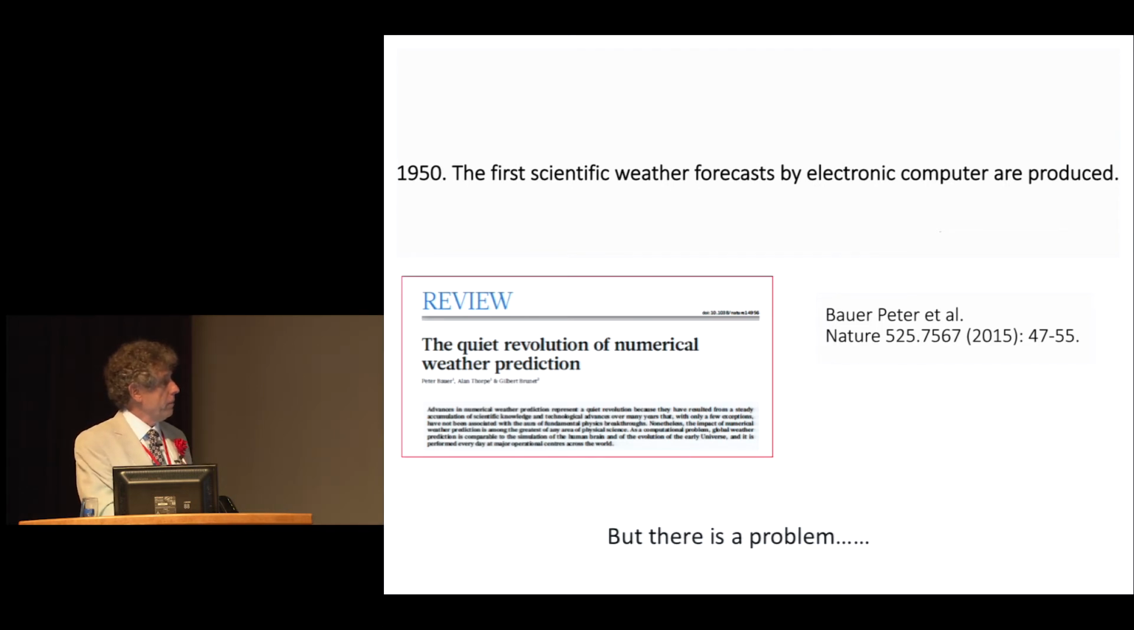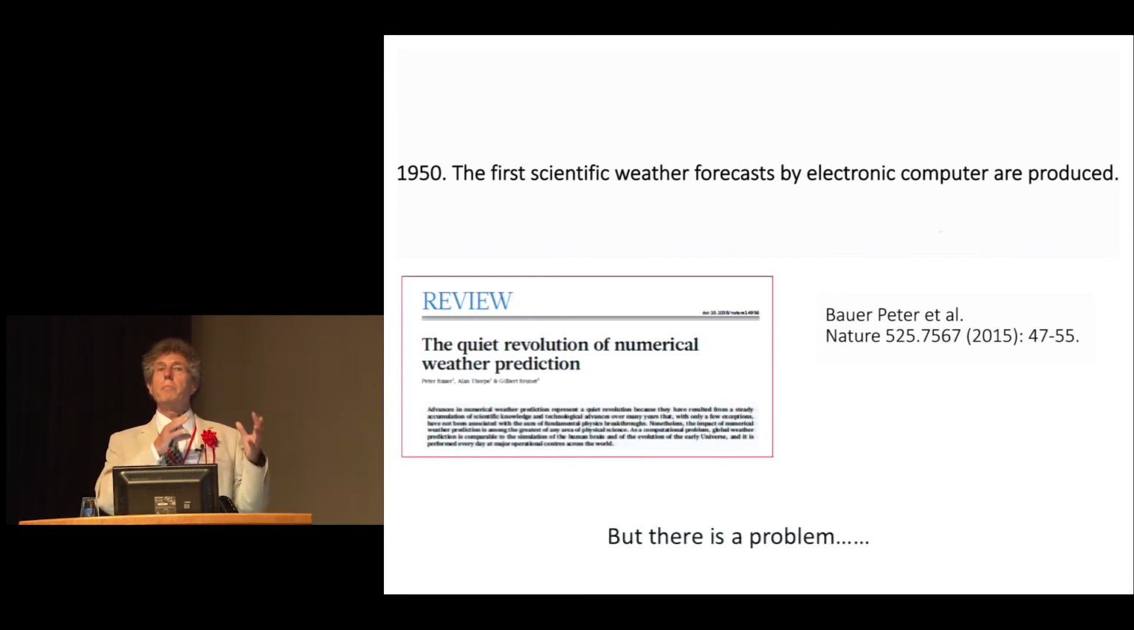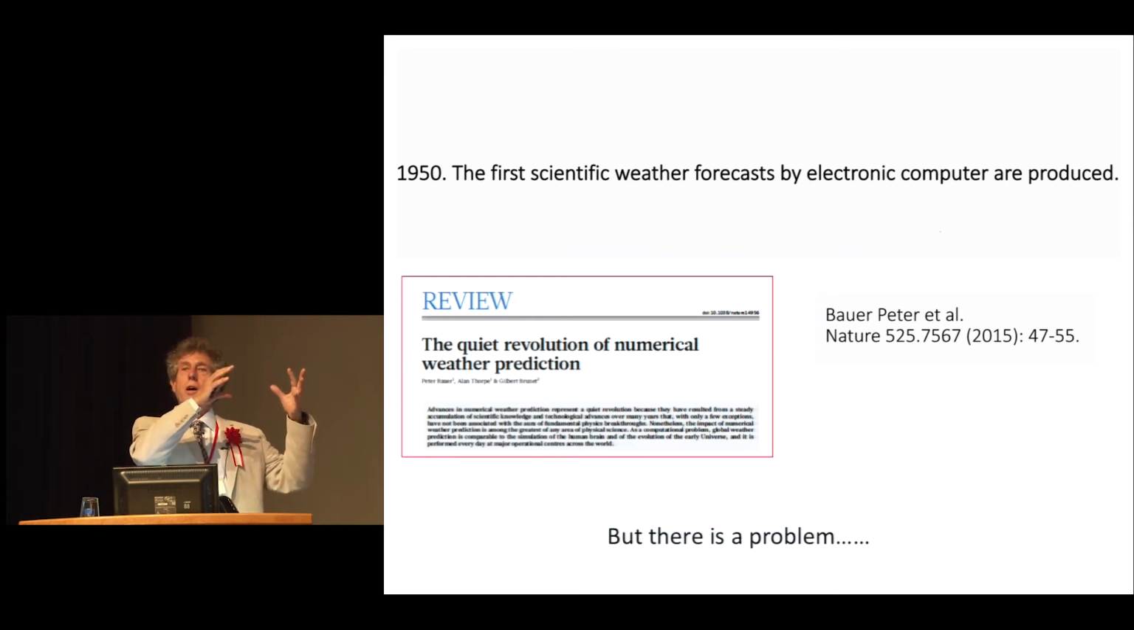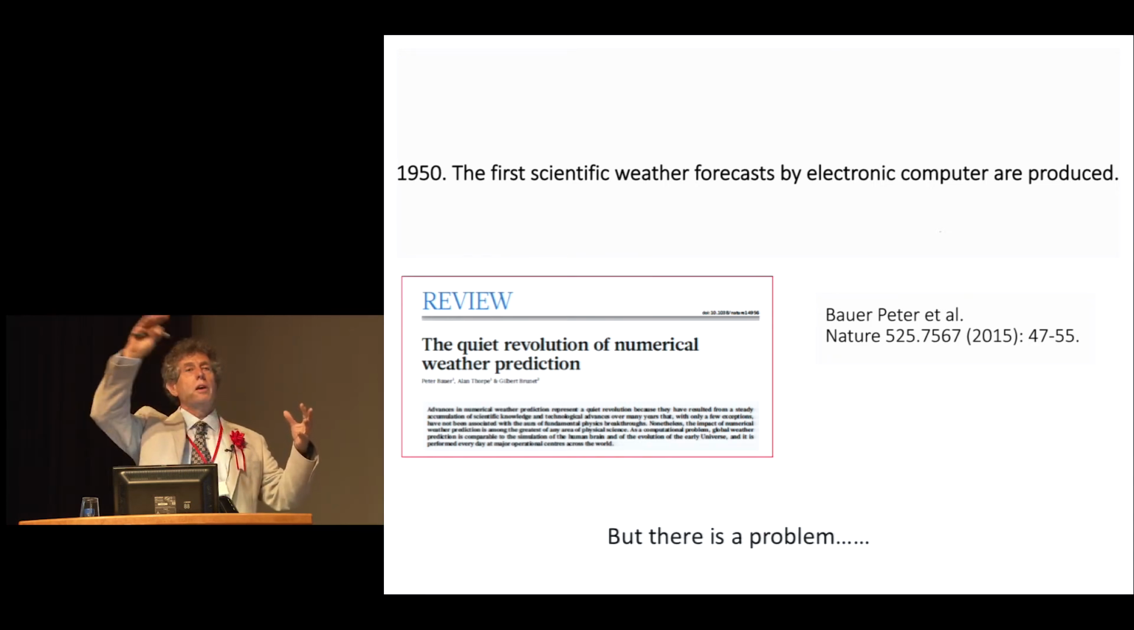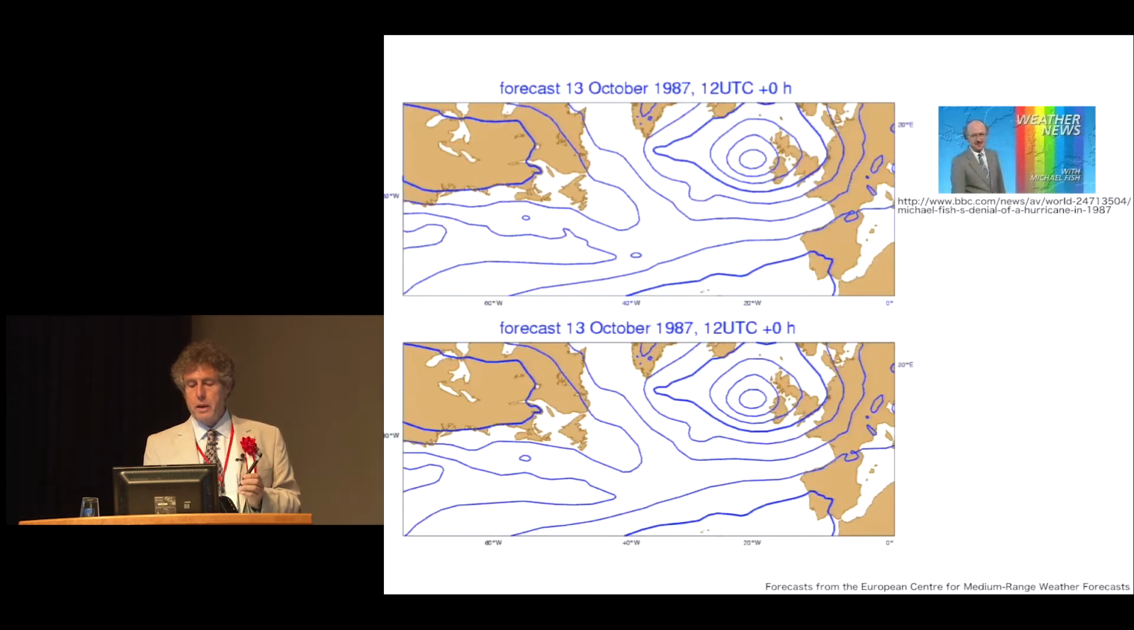However, there is a problem. There is a problem with this paradigm of Bjerknes, that all you need to do is take observations to create the initial state and then use the laws of physics to create the forecast state. There is a problem, and the problem can be illustrated this way.